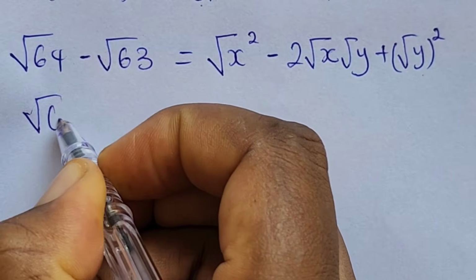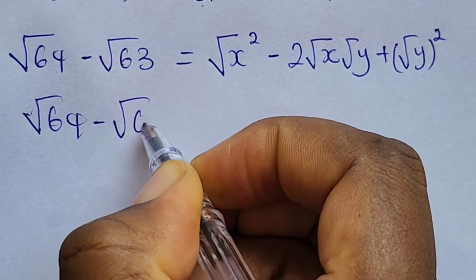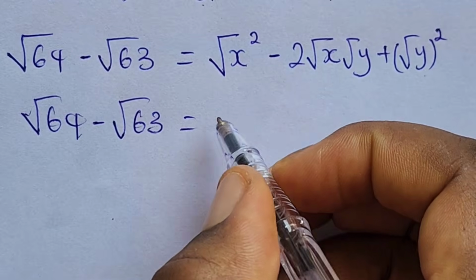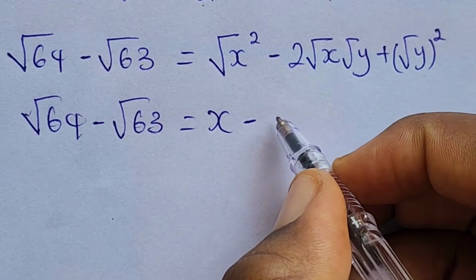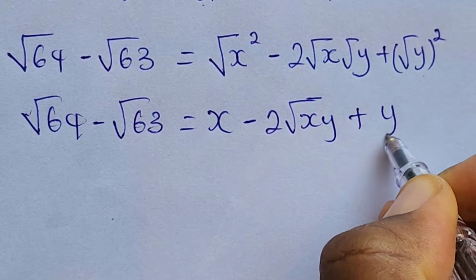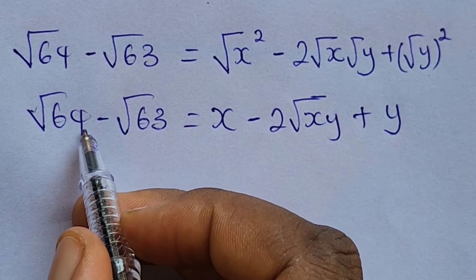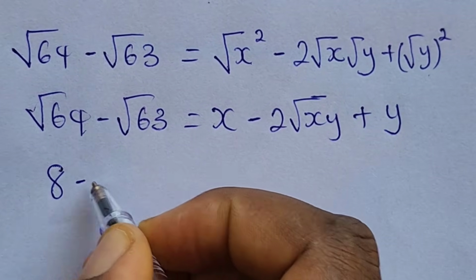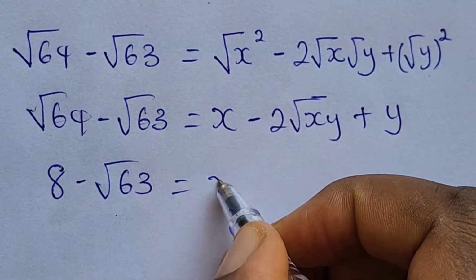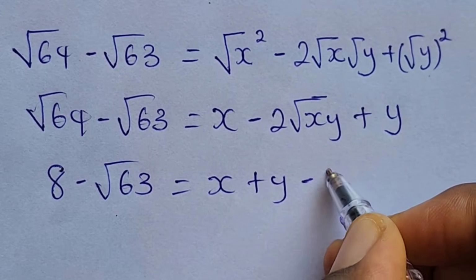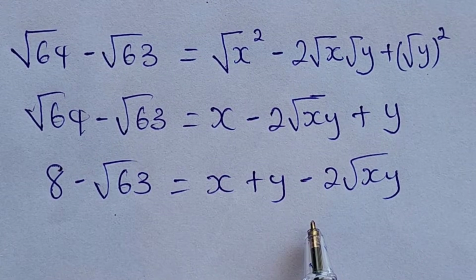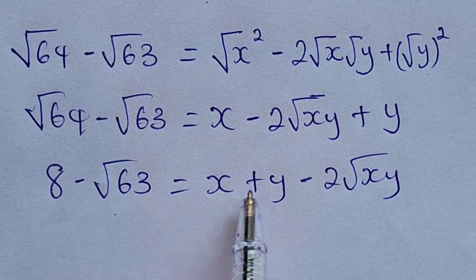So our root 64 minus root 63 is equal to square root of x all squared. We have as x minus 2 times root xy plus y. So the square root of 64 is 8 minus root 63, which is equal to, we have x plus y minus 2 root xy. So we rearrange the right hand side. So we'll be equating both sides.